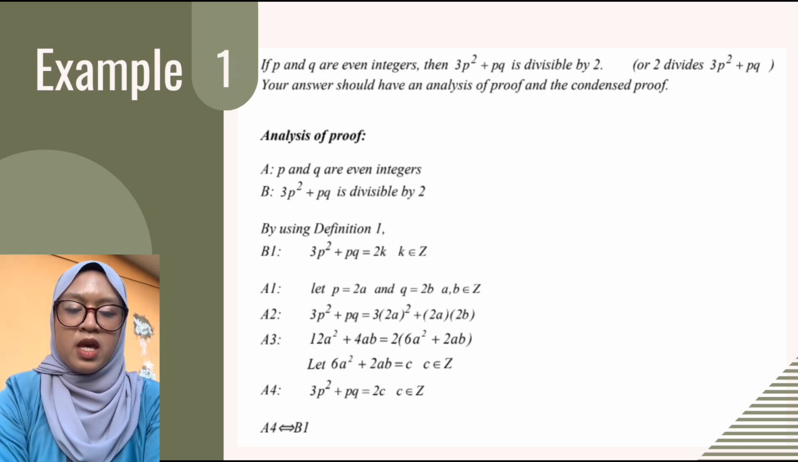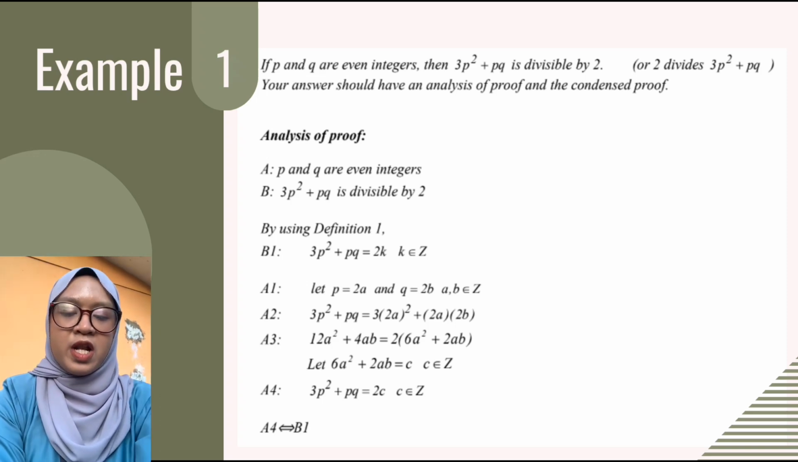A and B are integers. A2 is 3P squared plus PQ, and we replace it with the P and Q we let, which gives 3 in brackets 2A squared plus 2A times 2B. Then A3 is 12A squared plus 4AB. We factorize it and it becomes 2 in brackets 6A squared plus 2AB. Then we let 6A squared plus 2AB equal to C, where C is an integer. For the last step, A4, 3P squared plus PQ equals 2C, where C is an integer, and lastly A4 is equal to B1.